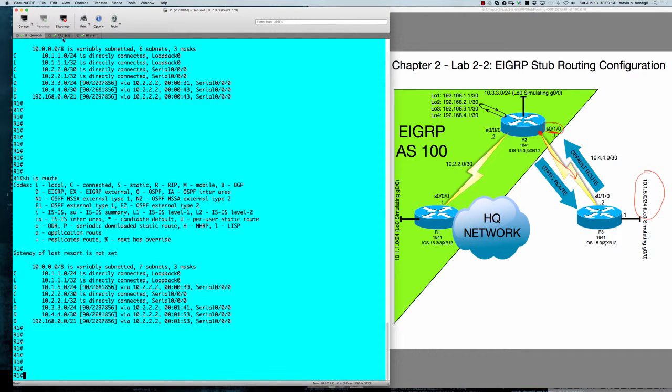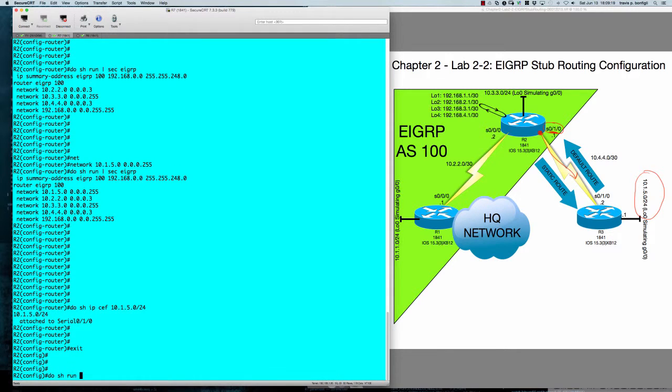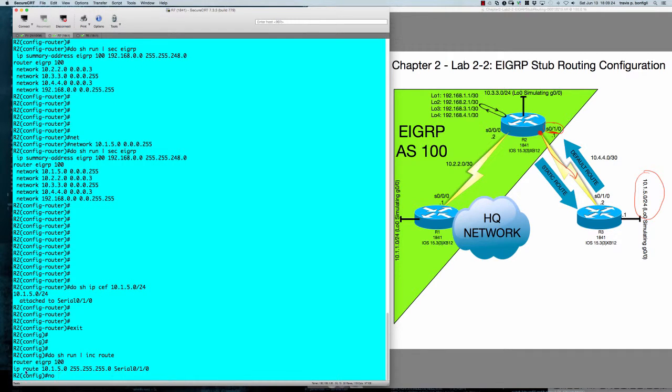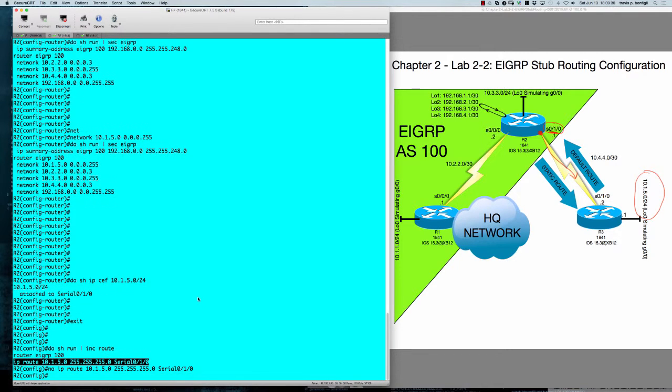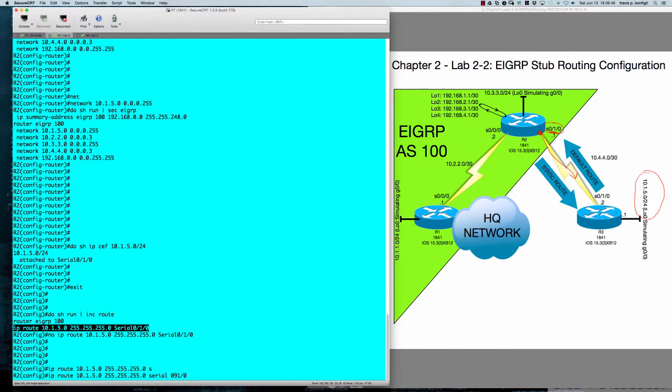In fact, let's take a look at the last possible way to represent that static route. So I'll say do show run include route. We're going to get rid of this static route, and I'm going to do a fully qualified static route, and let's see how IOS reports that back. We'll see what the FIB shows for that. So if I say ip route 10.1.5.0 255.255.255.0, and I'm actually going to say serial 0/1/0, and I'm going to put the next hop IP in there.